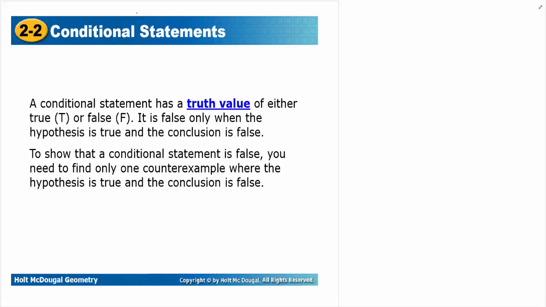To show that a conditional statement is false, just like we did in the last unit, you need to find only one counterexample where the hypothesis is true and the conclusion doesn't hold true. For example, the statement I said earlier: if the sun rises, then I wake up.